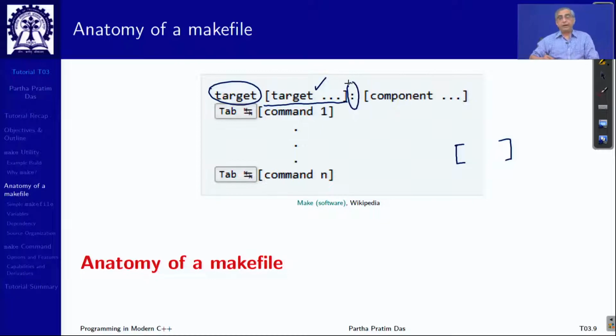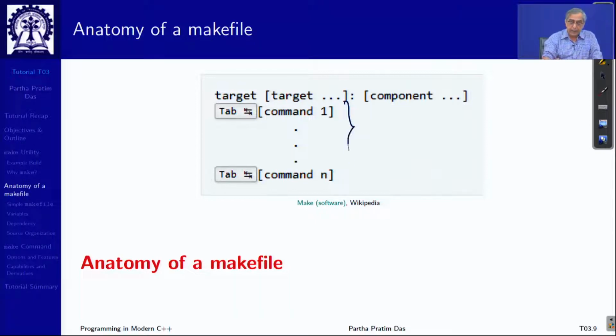Then there is a colon separator, which is very important, and then we have 0 or more components, right. It says that if I have the target to build this particular file, then what are the components that participate into it, or in other words, what are the components whose change would trigger me to remake this target. So, that gives you the dependency information or the input output information.